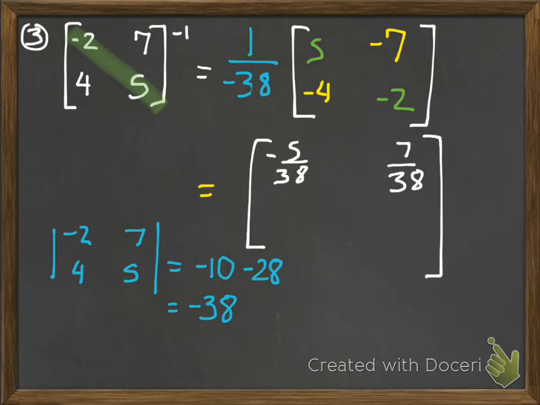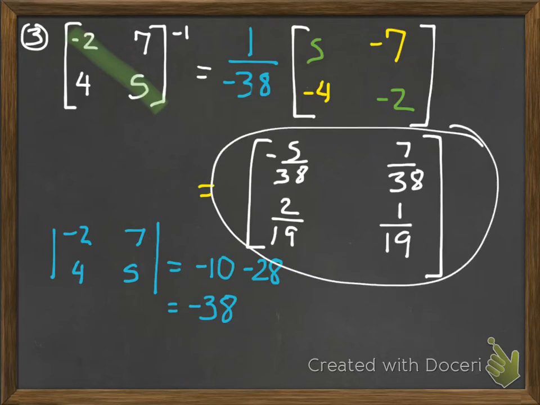Now the next 2 are even, so I know that they can reduce. So negative 4 divided by 38. They are both divisible by 2, so that would be 2 over 19. Okay. And then what would the negative 2 divided by 38 be? 1 over 19. And so that's my final answer. That's the inverse. So if I asked you for the element in position 2, what would your answer be? 1/19.